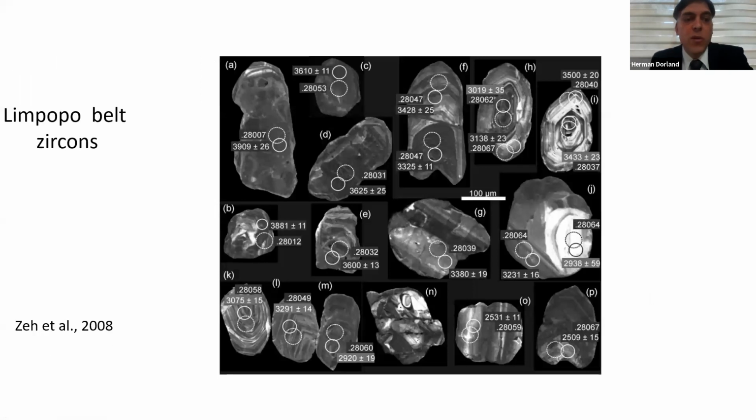This is from the Limpopo belt. Every zircon in this picture that has been analyzed twice has this anomaly, this discrepancy. For example, this zircon has a core of 2938 million years, and if you look at the rim, it's got an age of 3231. So there's almost a 300 million years difference, with the core being younger than the rim isotopically.